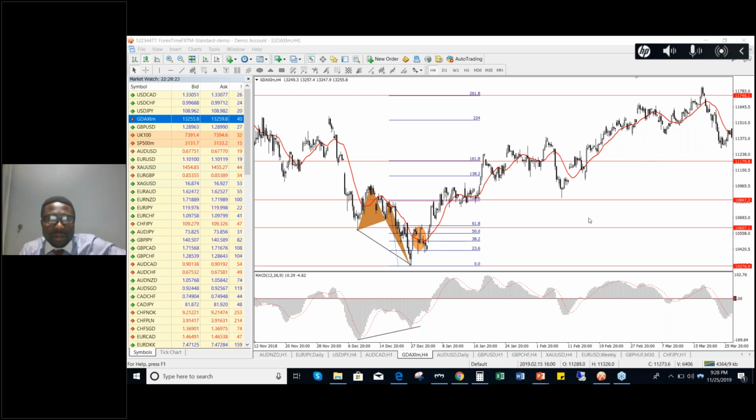Please, can you show how to draw the crab? I joined a bit late. Okay, Mr. Gabriel Eze. Please, what is the MACD and SMA setting? The MACD is a default setting and the SMA is 14, simple moving average 14, apply to close.